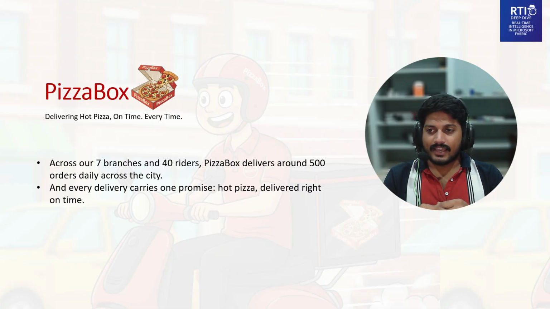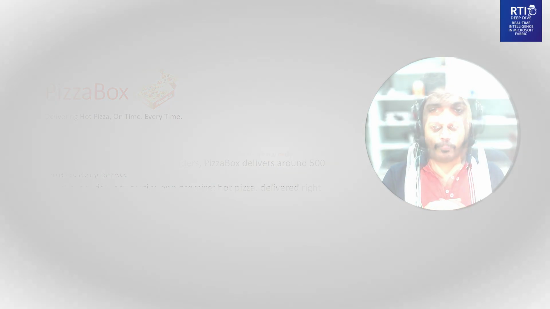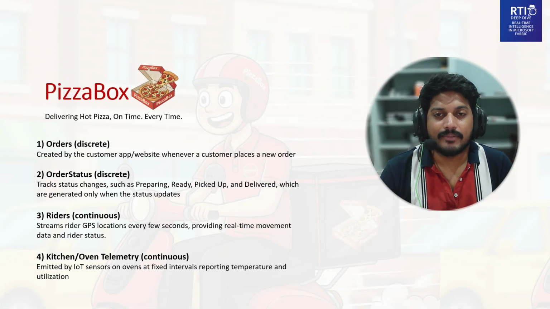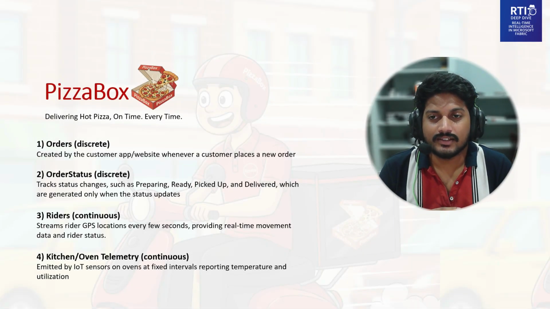Here you can see the tagline: delivering hot pizzas on time every time. On time every time is a big challenge. Every minute they need to be on top. Here you can see the details: they have 7 branches, 40 riders, and they deliver 500 orders every day across the city. For this example, I'm taking 4 source tables.